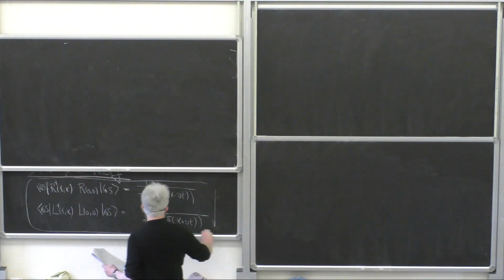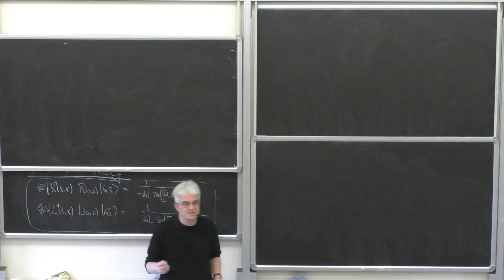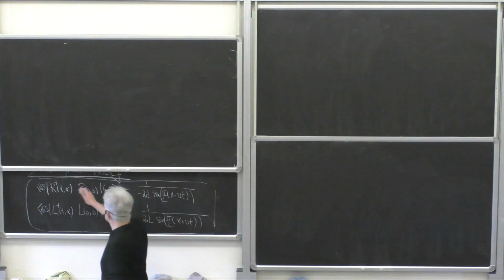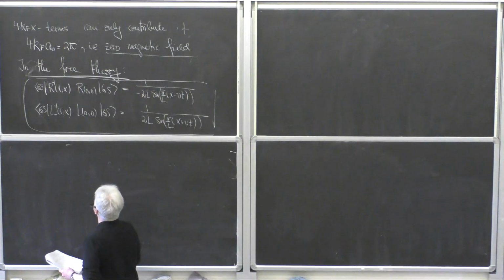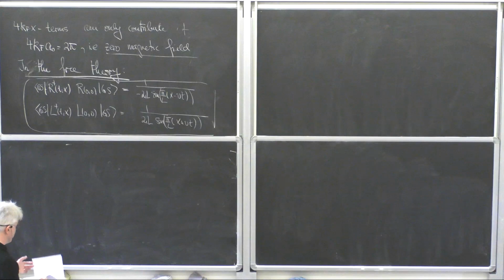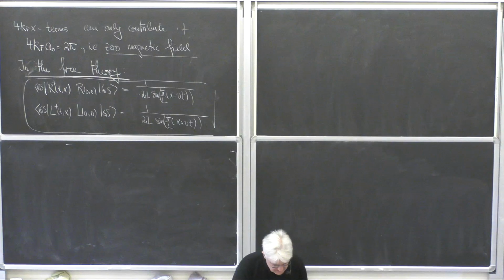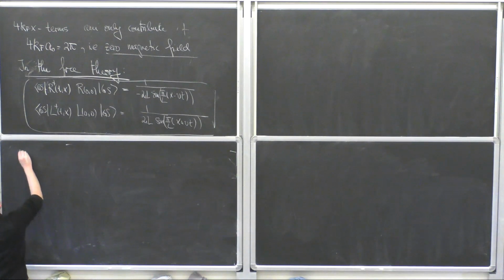Just to check, the way to calculate these is you basically just write down the mode expansion of the fields, and then you evaluate the correlation function using the mode expansion. So now the next step is we finally put everything together. The next step is we do this abelian bosonization.